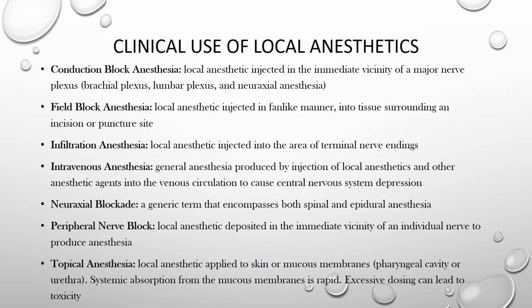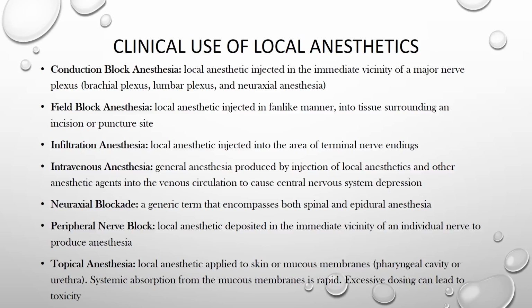Now let's examine some formal definitions associated with local anesthesia. Conduction block anesthesia is when local anesthetic is injected in the immediate vicinity of a major nerve plexus, such as the brachial plexus, lumbar plexus, and neuraxial anesthesia. Field block anesthesia is when local anesthetic is injected in a fan-like manner into tissue surrounding an incision or puncture site. Infiltration anesthesia is when local anesthetic is injected into the area of terminal nerve endings.